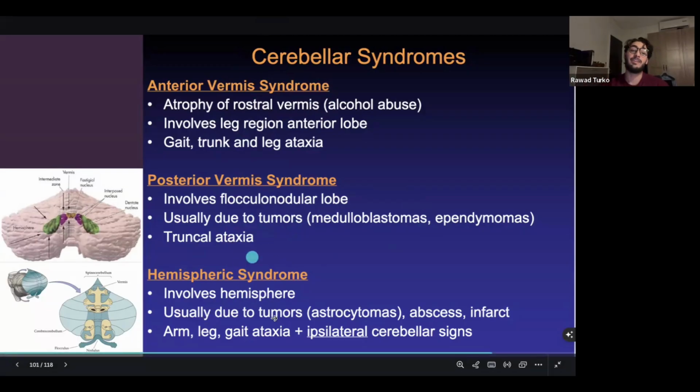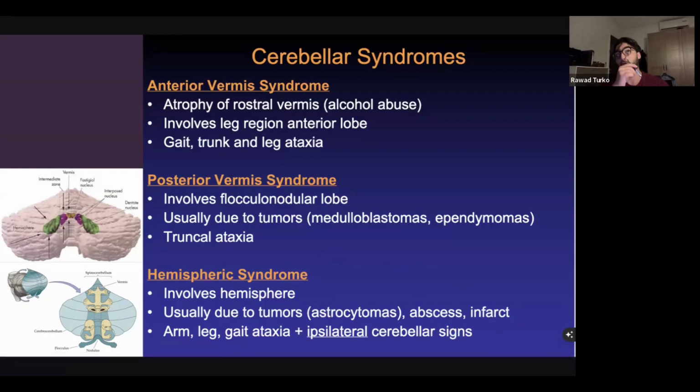All right, whereas a hemispheric syndrome, which involves the hemisphere or the cerebrocerebellum, again, we said that the nucleus in the cerebrocerebellum is the dentate nucleus. You guys remember that? Usually also because of tumors. Arm, leg, and gait ataxia, just like everything else we discussed, plus ipsilateral cerebellar signs. Okay, do you guys remember why? Because it projects through the superior cerebellar peduncle to the contralateral cortex, which then projects its fibers to the contralateral body. So it's going to be like double crossing over. It's going to end up being ipsilateral.